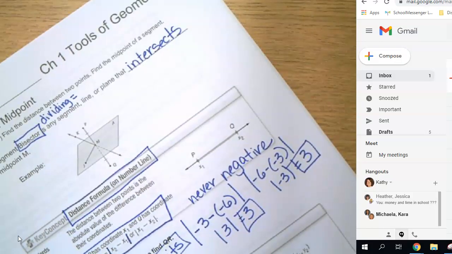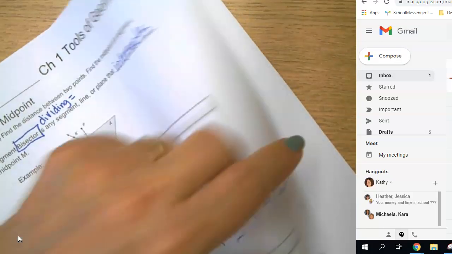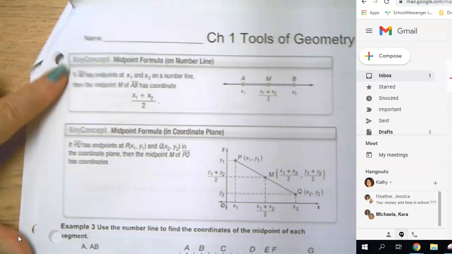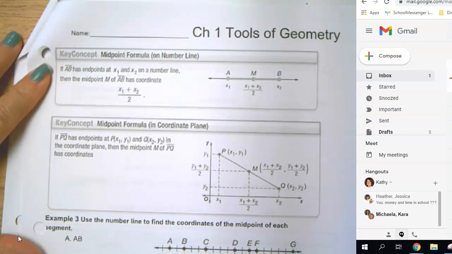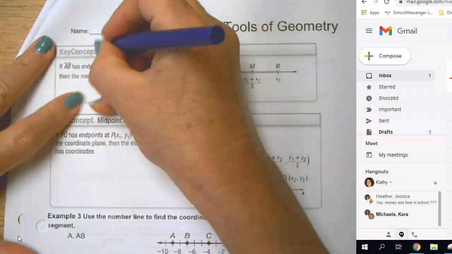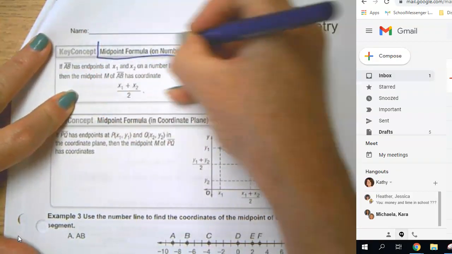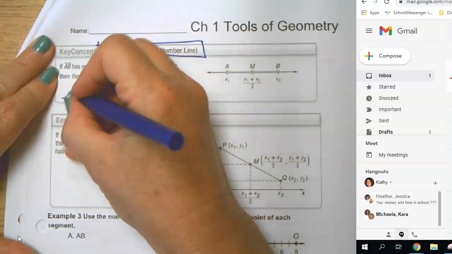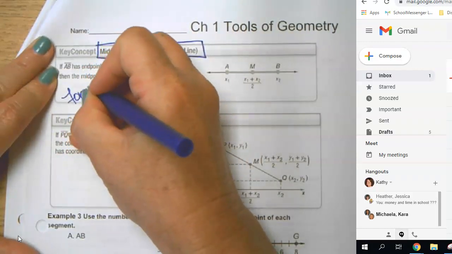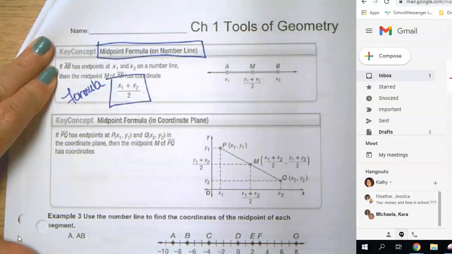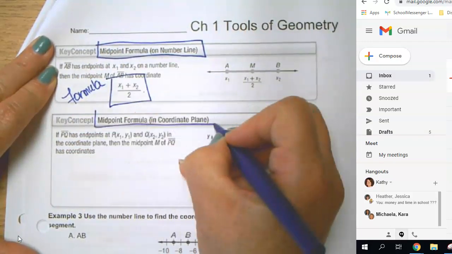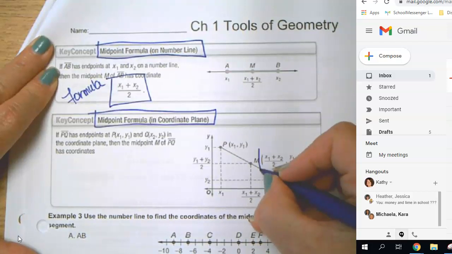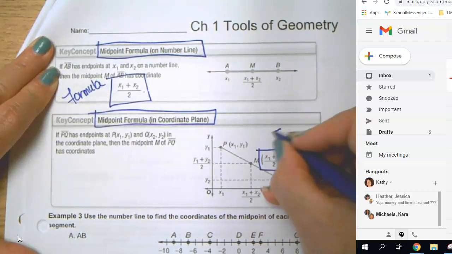Okay, so now for midpoint. If I could turn the page. So midpoint, there's a formula for that. If you're using a number line, if the question has to do with a number line, then this is the formula. If you're doing midpoint, they're asking for the midpoint of a coordinate plane, then this is the formula.